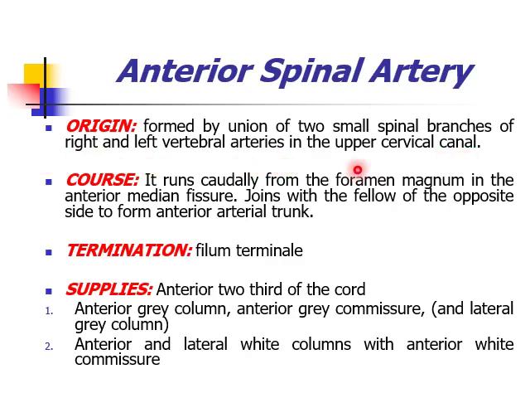So actually it's not one artery, it starts with two, then unites to form one single artery. This artery runs caudally from the foramen magnum into the anteromedian fissure of the spinal cord, joins with the fellow of the opposite side to form the anterior arterial trunk. So it starts with two arteries within the cranial cavity as branches from the vertebral artery. Then they unite at the anteromedian fissure of the spinal cord and descend along its anterior surface.